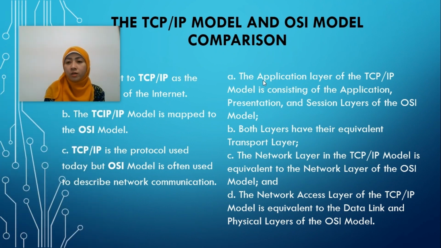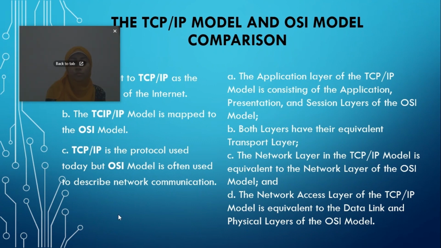The application layer of the TCP/IP model consists of the application, presentation, and session layers of the OSI model. Both have their equivalent transport layer. The network layer in the TCP/IP model is equivalent to the network layer of the OSI model. And the network access layer of the TCP/IP model is equivalent to the data link and physical layers of the OSI model.